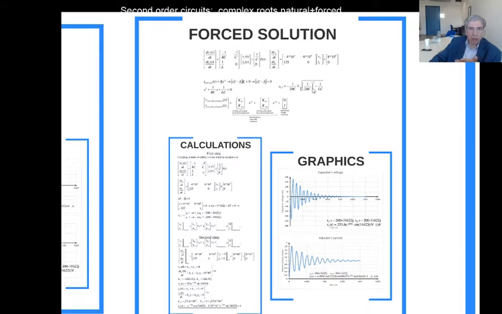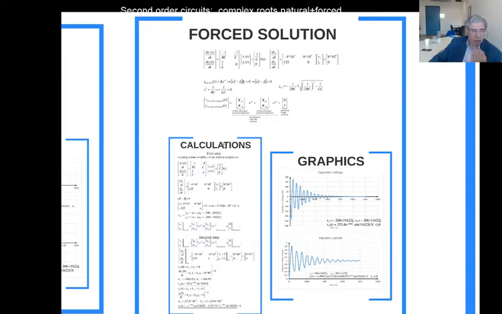The characteristic roots are the same, so the homogeneous solution part is almost the same as the natural solution case. But for the forced solution, we have to add the particular solution, which comes from the independent source. The independent current source is a DC source, 1 amp, and this is the particular solution related to that source. So we will now be calculating the K values in this equation.